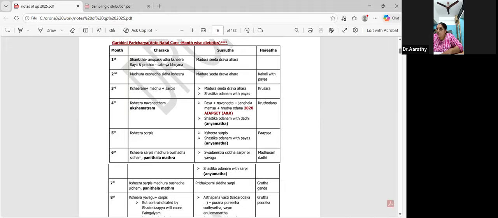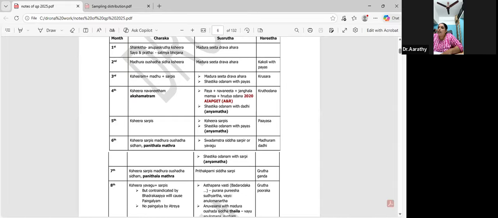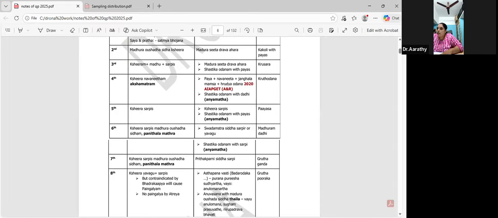I don't know if you have any codes for that, but still it is very easy to study Charakacharya's opinion because it goes in a uniform manner. Coming to Sushruta, we will be studying all the main points, but where we miss is Jangala Mamsam is first given in the 4th month. Please note down that. There it is Paya Navanita Jangala Mamsavat Pradya Udana. And another thing we might miss is the Anyamata of Shashtika Udanam.